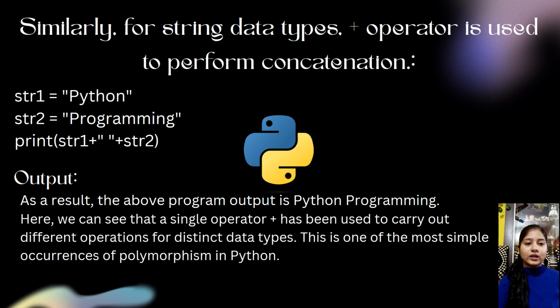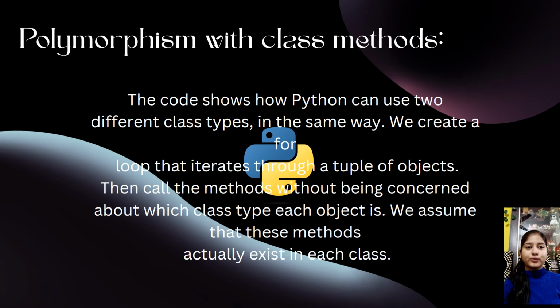Here, we see that a single operator plus has been used to carry out different operations for distinct data types. This is one of the most simple occurrences of polymorphism in Python. Coming to polymorphism with class methods. The code shows how Python can use two different class types in the same way.